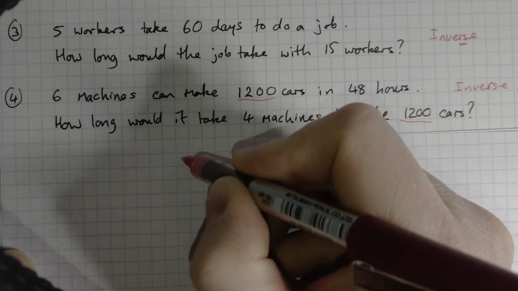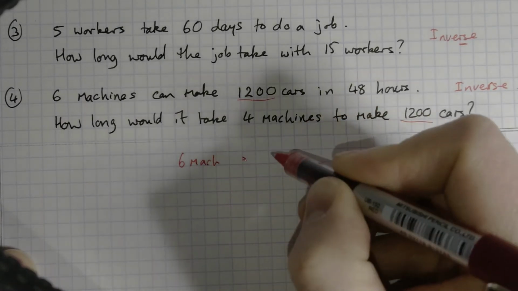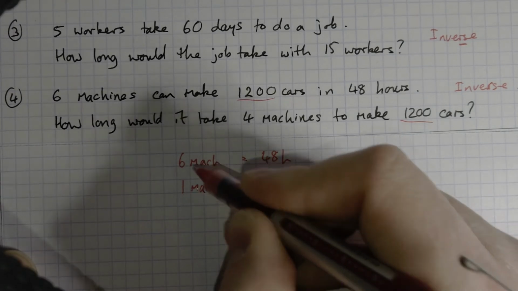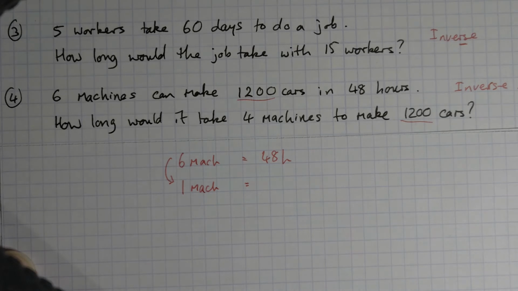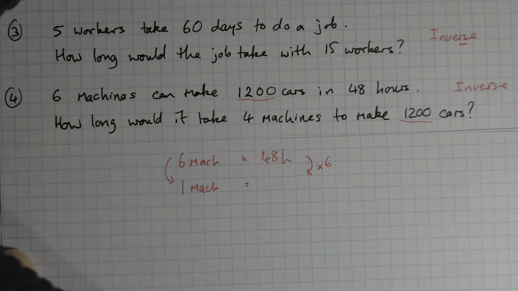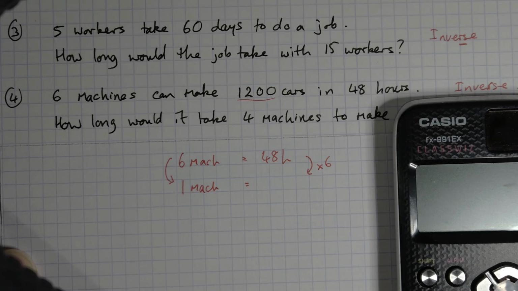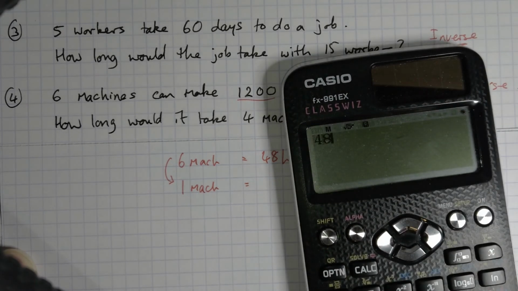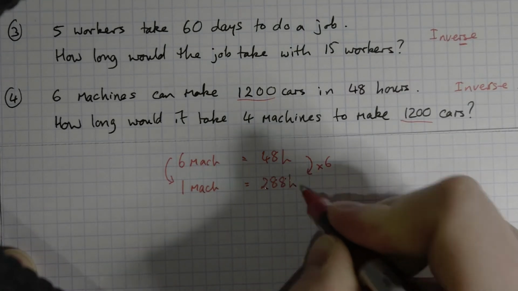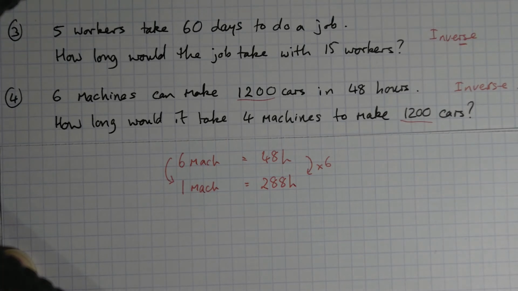So let's do it like this. We've got 6 machines take 48 hours. Now I know the question says how about 4 machines, but let's take it down to 1 machine first. So if 1 machine was doing it all by itself, that's going to take a lot longer. 1 machine will need more time to do it all alone. And so let's multiply this by 6, because you've now only got 1/6 of the workforce. So on my calculator, we'll do 48 times 6, and that comes out as 288. So 288 hours if we only have 1 machine doing it all by itself.